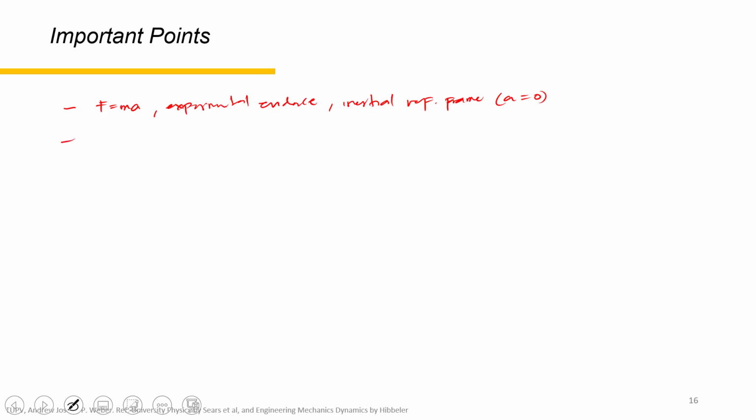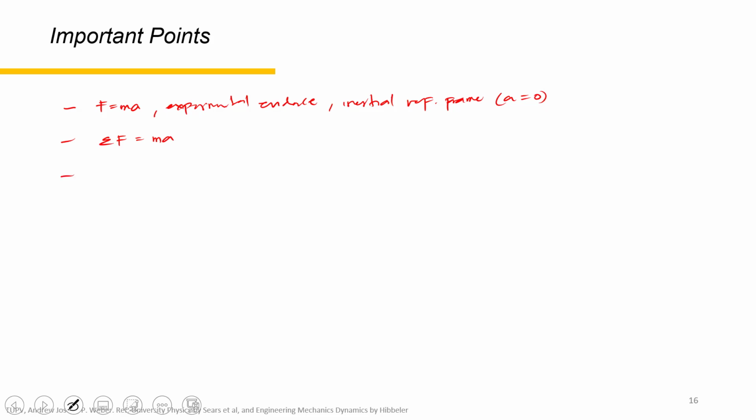For the second point, the equation of motion states that an unbalanced force on a particle causes it to accelerate. So the general form of that is that the net unbalanced force will cause an acceleration that is proportional to the force applied and in the direction of the force, or the net force.